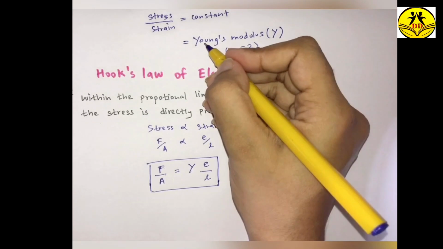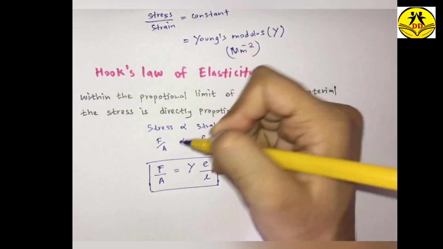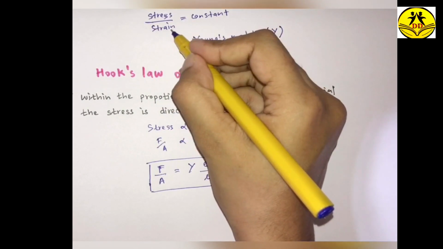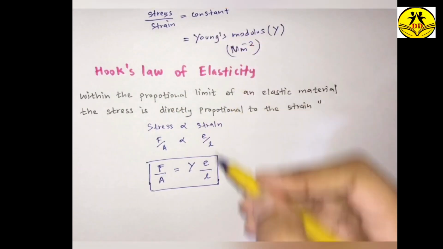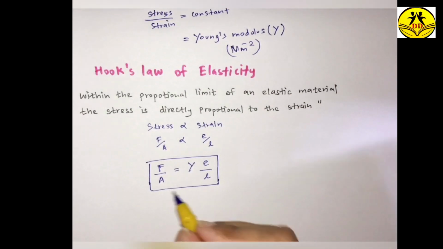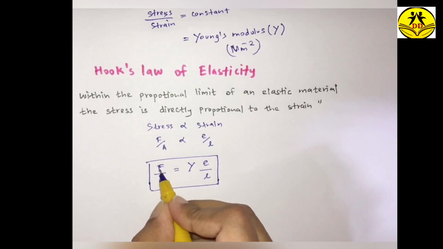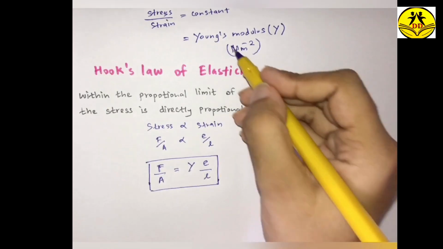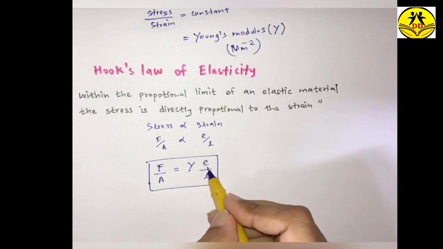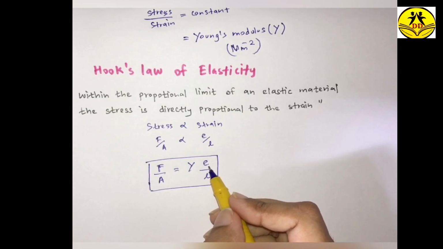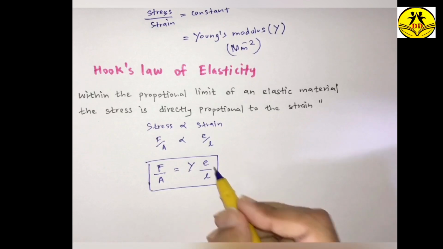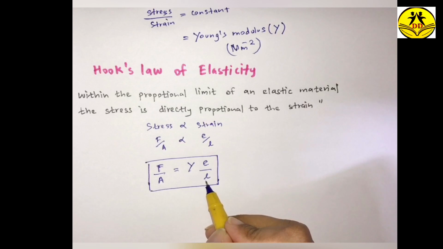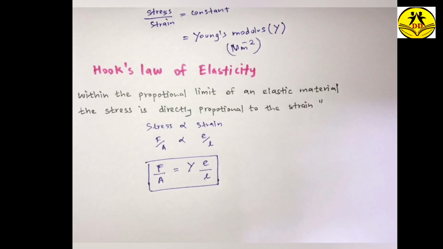Using the above relation also, we can get the same equation, that is, when we take stress on this side and the strain to this side, we get the same equation. It is this. So here F is force applied, A area of cross section, Y the Young's modulus, E extension, or it can be a compression. Extension is an increase in length, compression is a decrease in length, and simple L here is the original length of the material.